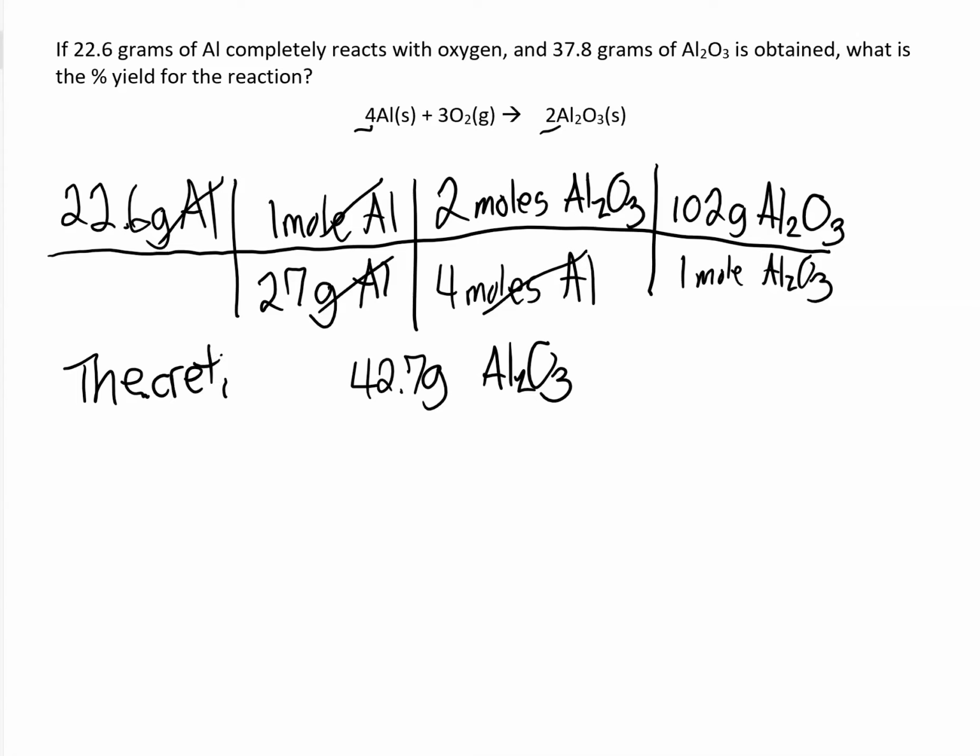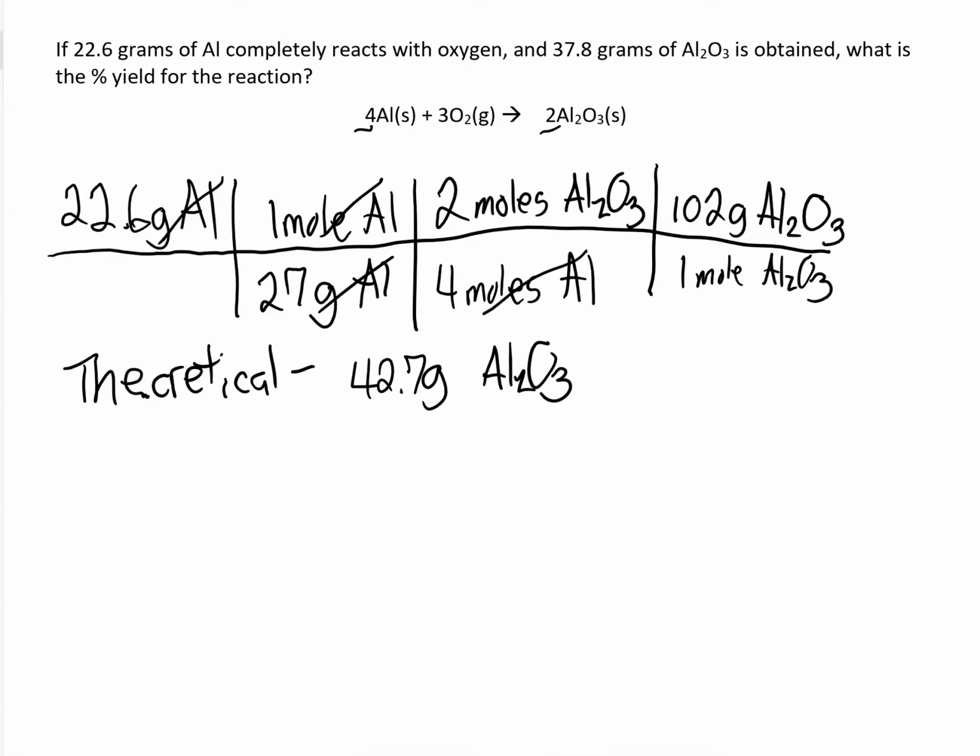And you can see from the problem that when the experiment was done, they only got 37.8 grams. So they obviously lost some aluminum oxide during the course of the reaction, either due to sloppy technique or perhaps not as precise mass measurements as first believed. So let's figure out what the percent yield is.